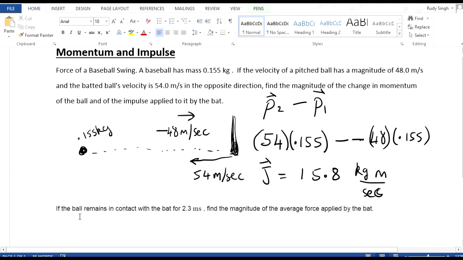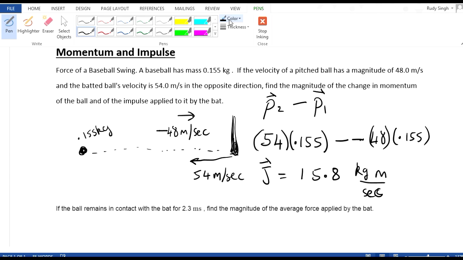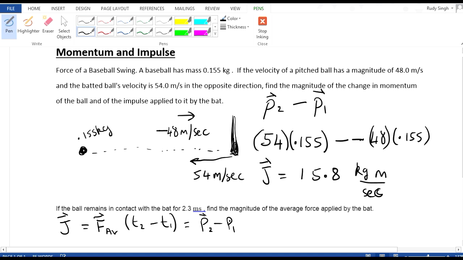Now, here's another part to the question. It says, if the ball remains in contact with the bat for 2 milliseconds, find the magnitude of the average force. So, remember, we said that the impulse is equal to the average force, which we'll call F average, times the change in time, T2 minus T1. And this is also equal to the change in momentum, P2 minus P1. We just figured out P2 minus P1. P2 minus P1 is 15.8, which is the impulse, right? So we have 15.8, my impulse, is equal to the average force times the change in time. Well, the change in time in this case is going to be 2.3 milliseconds, which is 0.0023.